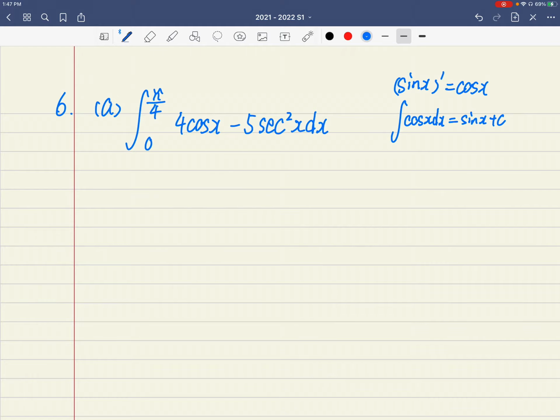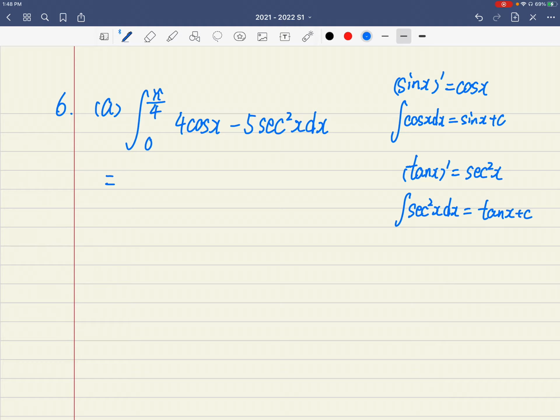Similarly, for secant squared x, you ask yourself, which function's derivative is secant squared x? It is tangent x. Tangent x's derivative is secant squared x, so if you integrate secant squared x, you will get tangent x. Of course, you have a plus c if it's an indefinite integration.